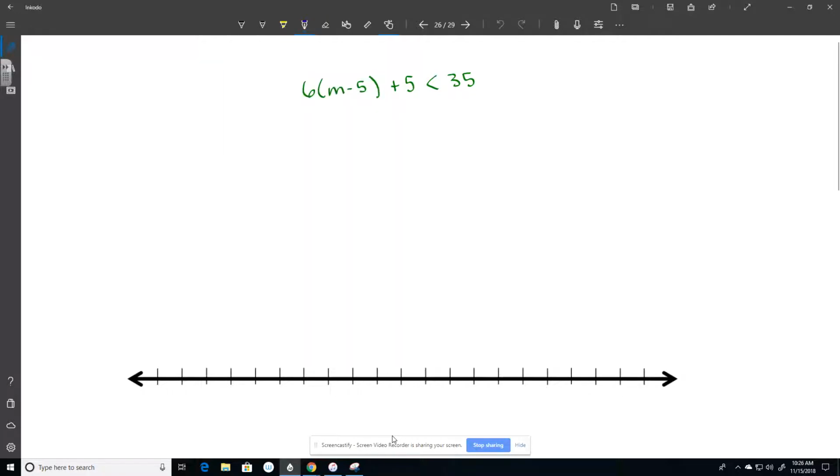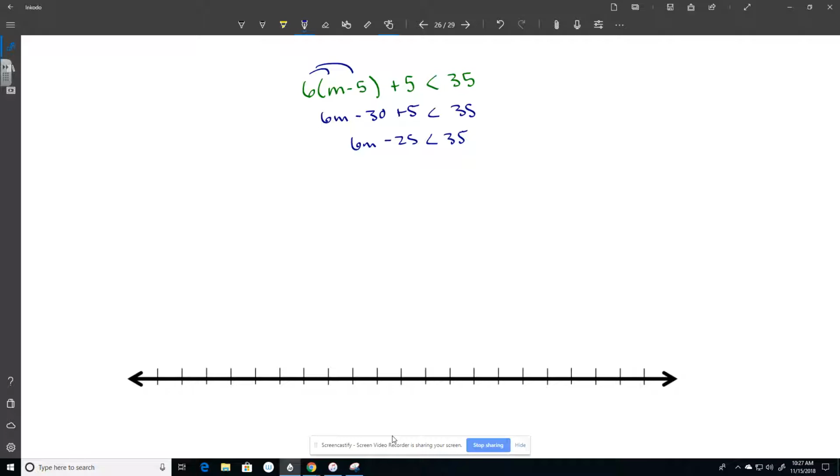Sometimes, just like with equations, there's a little bit more work involved. Here, m is inside the parentheses, so I can't solve for m until I get it by itself. So I'm going to distribute, first of all, that's 6. So 6m minus 30 plus 5 is less than 35. I'm going to add the negative 30 and the 5 together, just combining like terms. So 6m, negative 30 plus 5 is negative 25, less than 35.